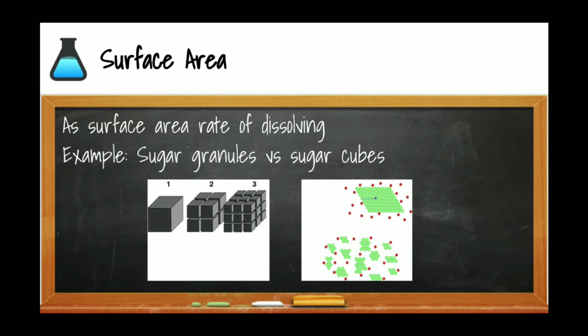The smaller the particle, the larger the surface area. Large surface area, due to small particle size, will increase solute and solvent contact, thus allowing the particles to dissolve more quickly. Granules of sugar will dissolve faster than cubes of sugar because the smaller granules of sugar have more surface area.